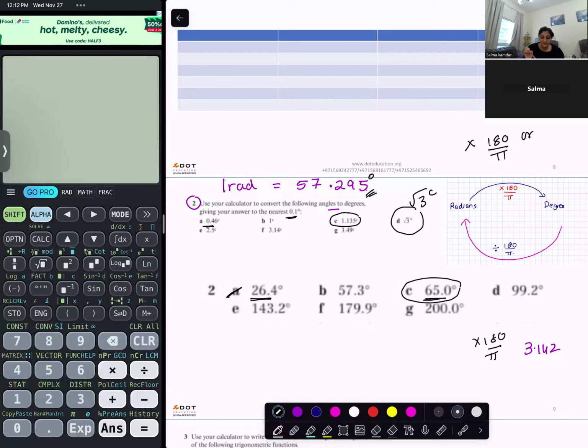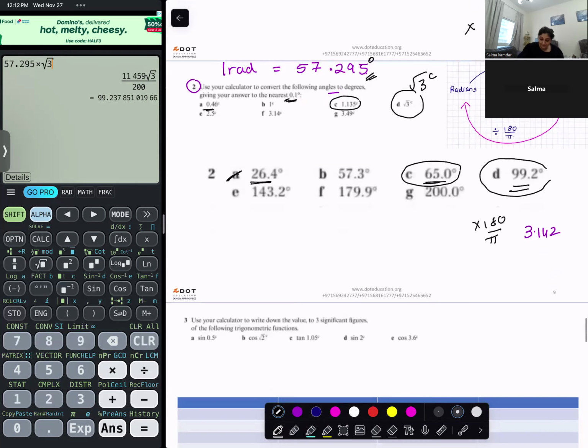1 rad is 57.295. So 57.295 multiplied by root 3. This is going to give me 99.2. I round it off to the nearest 0.1.